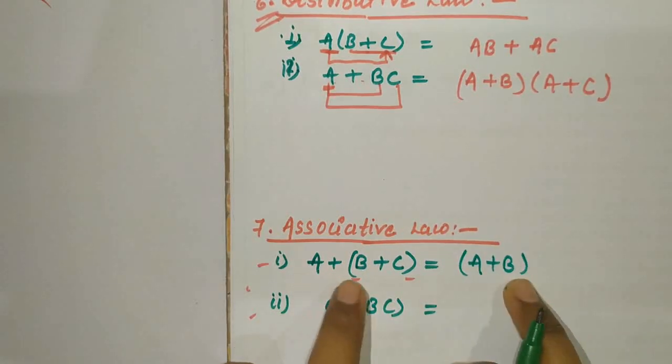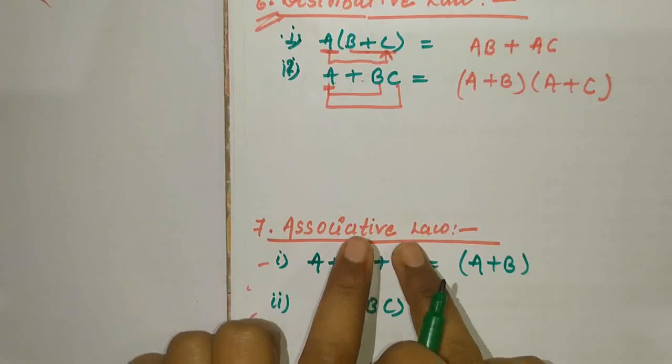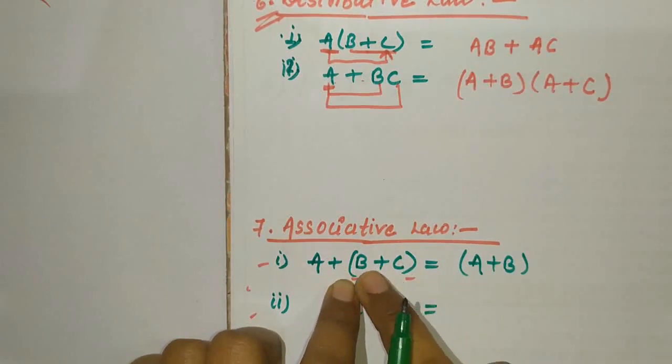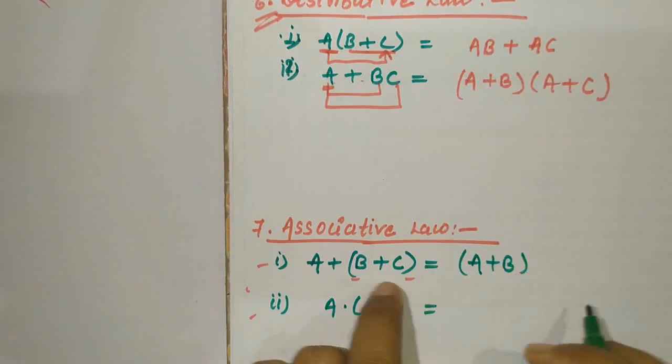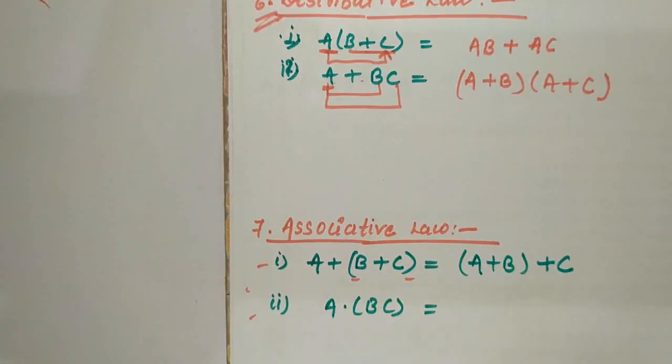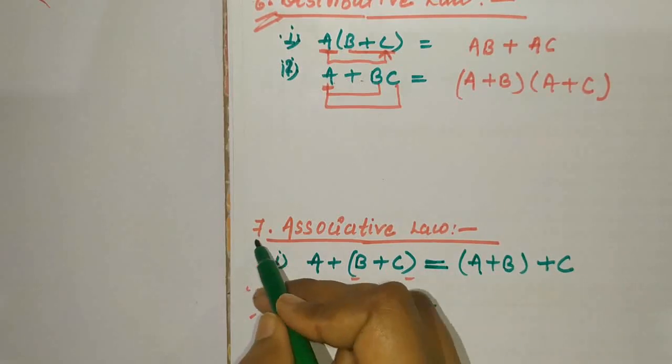This is the combination of a plus b. In this part we enclosed b or c with a bracket, but in this part we enclosed a plus b with the bracket and written c. Both are equal. This is the associative law.